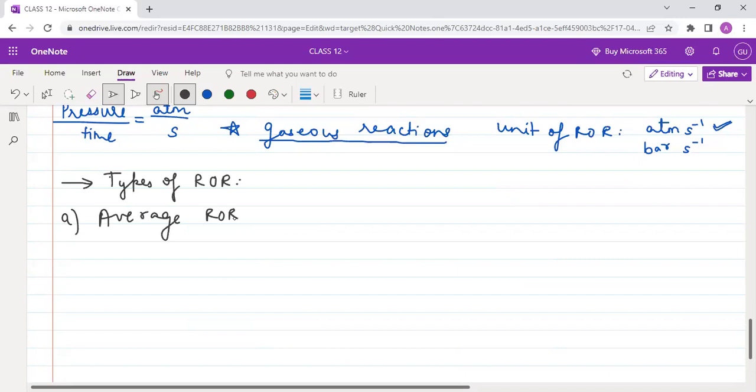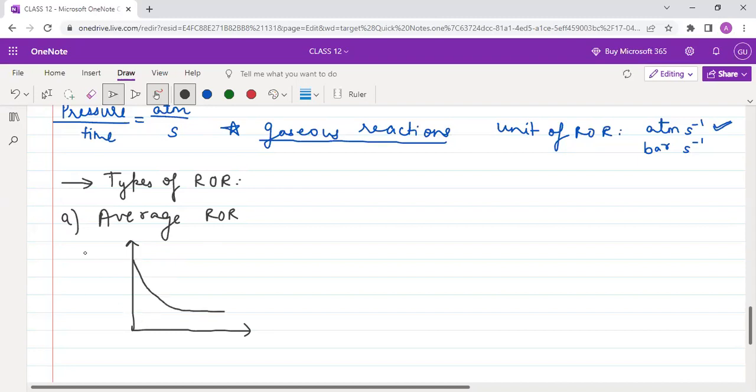Yes, correct. So average rate of reaction is the change in concentration of reactant or product in a fixed interval of time. Okay. So like if I draw the graph, delta x by delta t. Yes, correct. So you know that in the beginning, the concentration of reactant is very high. The maximum value is there. And with time, the concentration decreases, right?